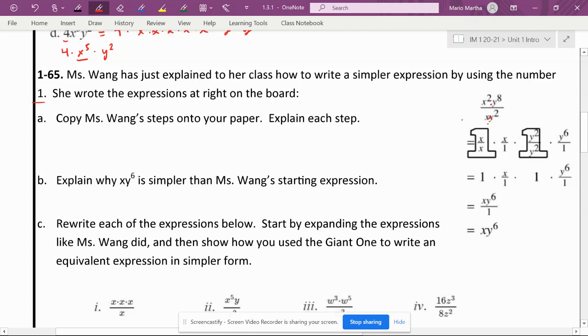So let's call this one the first step. And then the next equal sign would be the second step. The next equal sign would be the third step. And then the last step would be number 4.